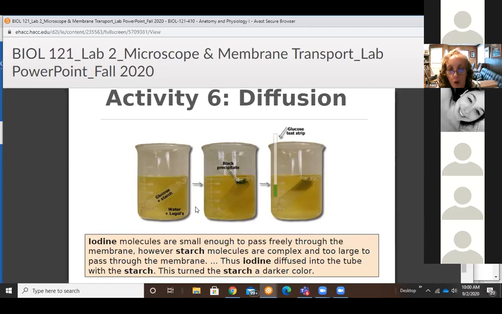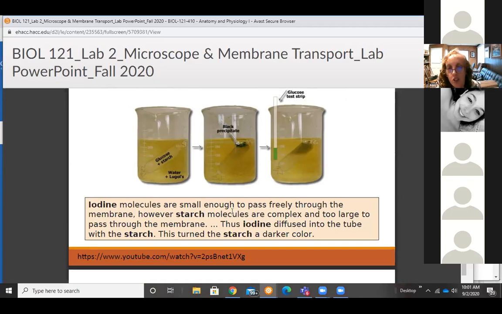and wait. And what is learned by this is glucose does not interact with iodine, but starch does. So glucose is able to move out of the dialysis tubing. The starch is not.